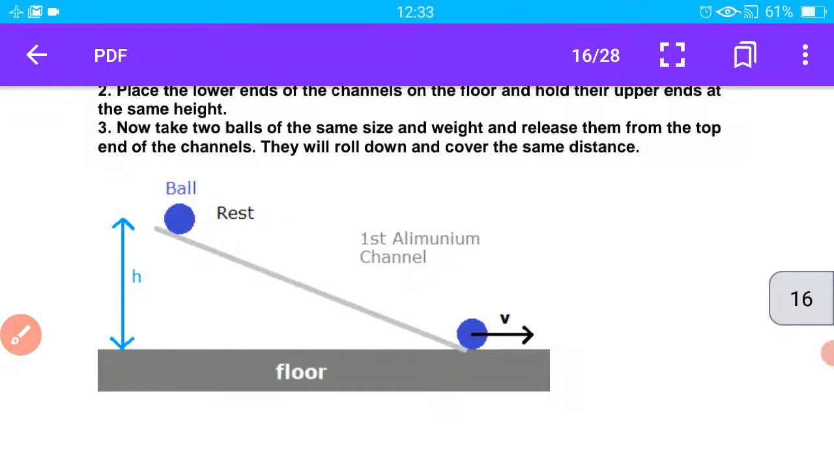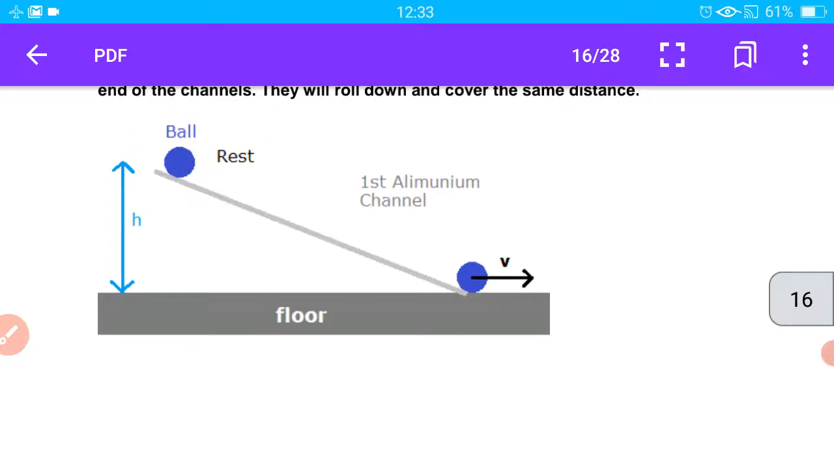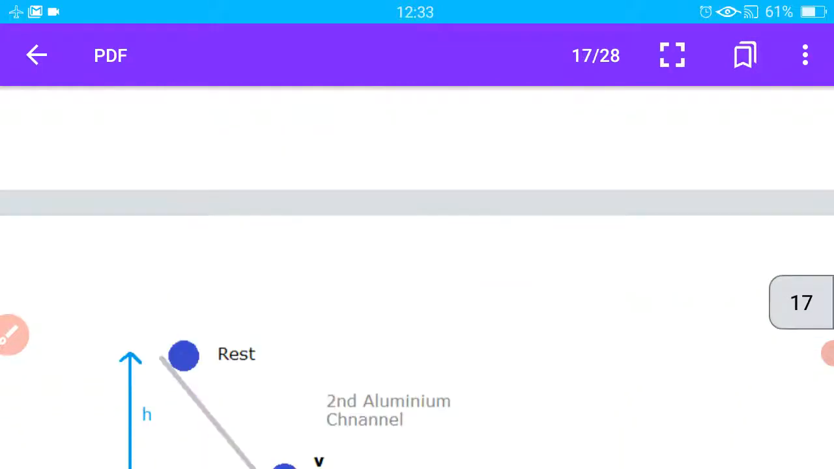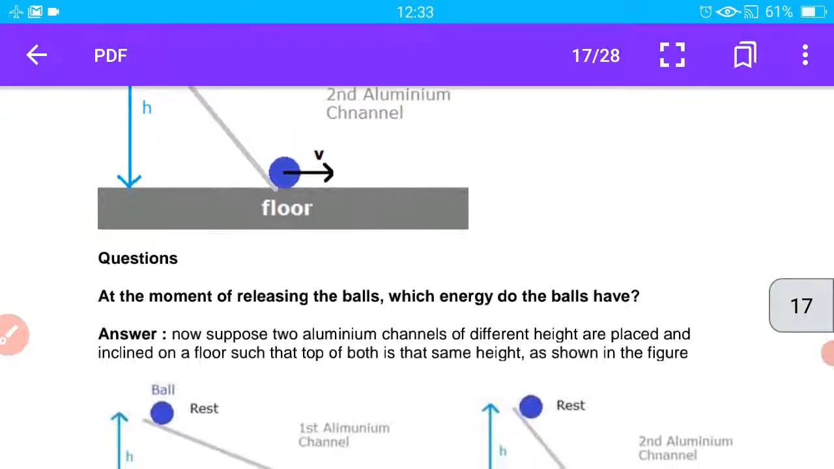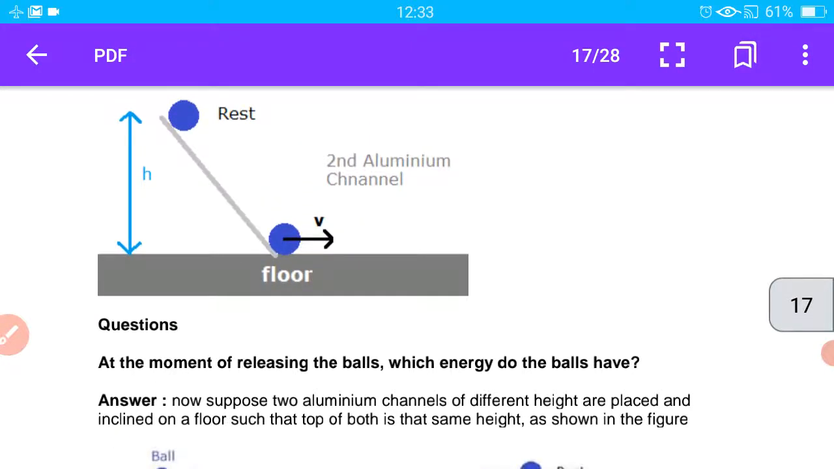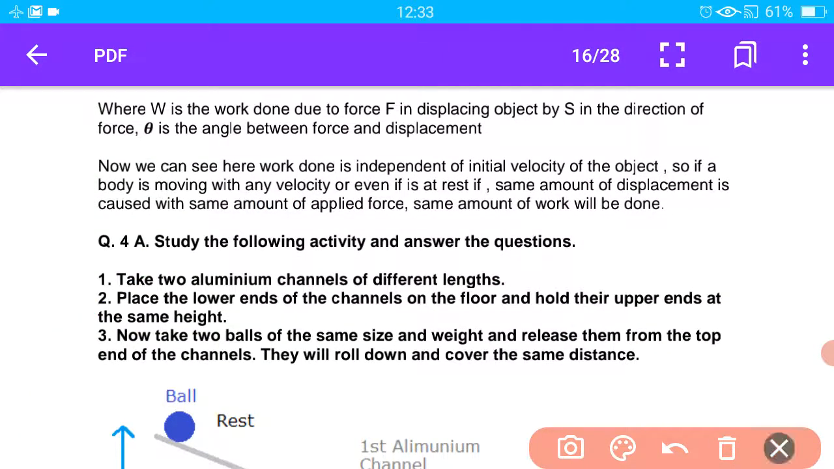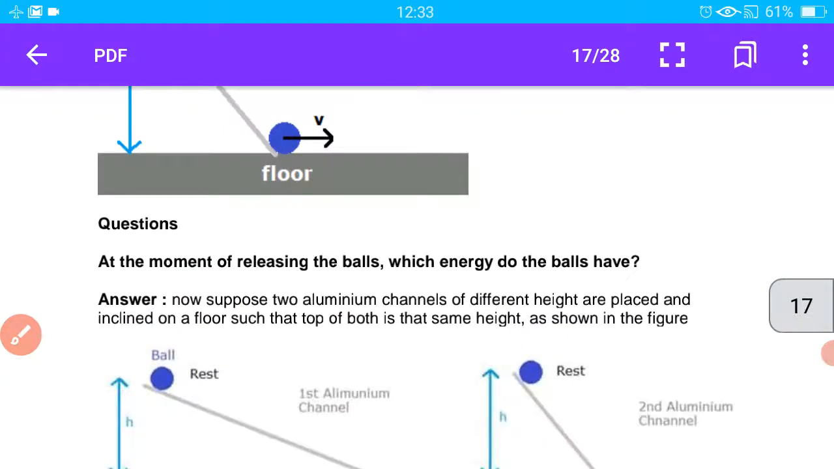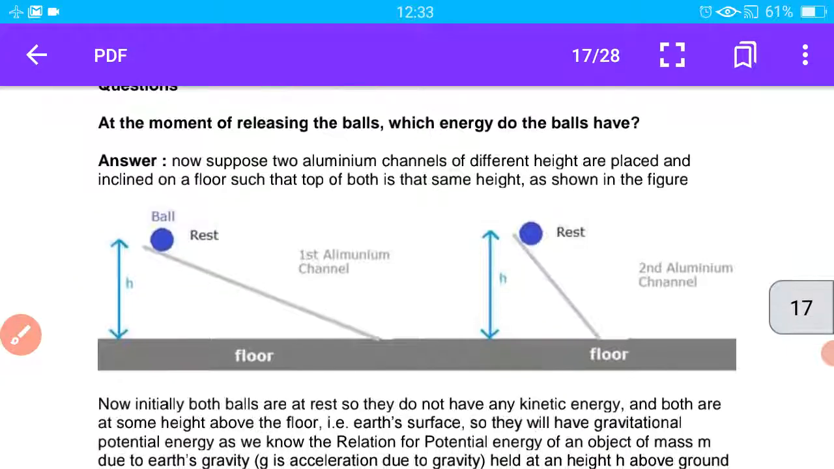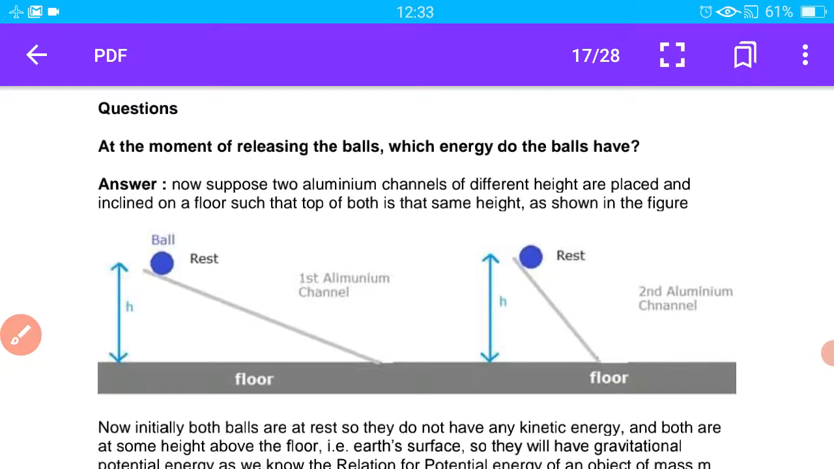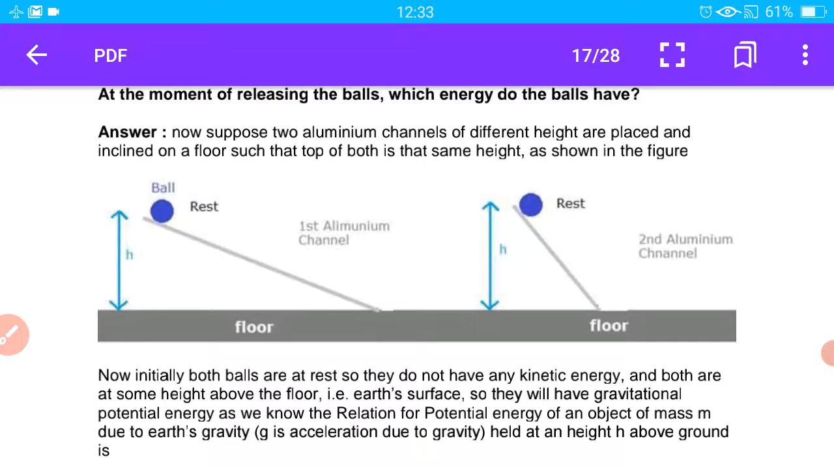First of all, the figure. Okay, and the question related to this activity. At the moment of releasing the balls, which energy do the balls have? Answer: now suppose two aluminium channels of different lengths are placed on an incline on the floor such that the tops are at the same height, as shown in the figure.